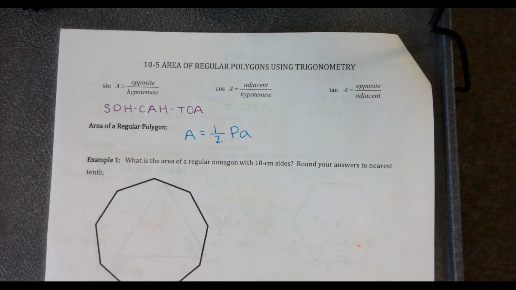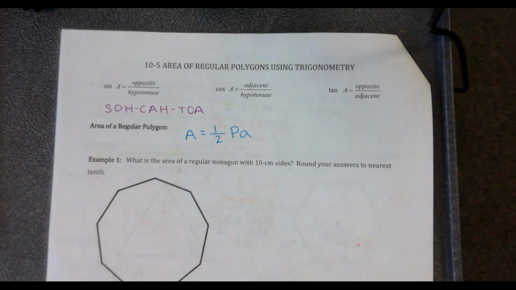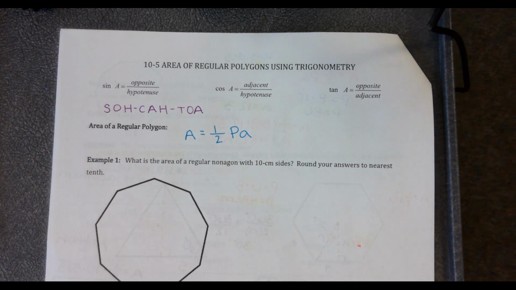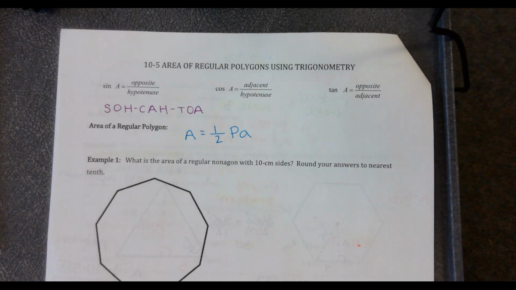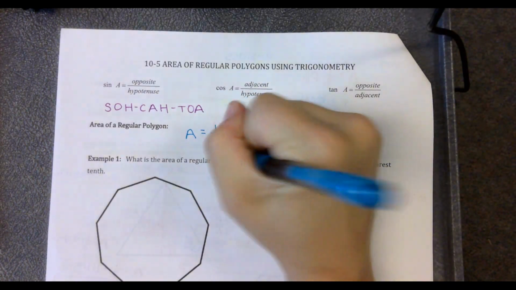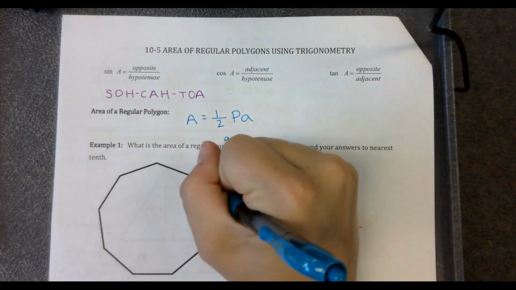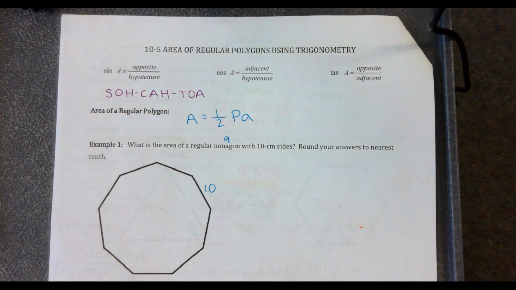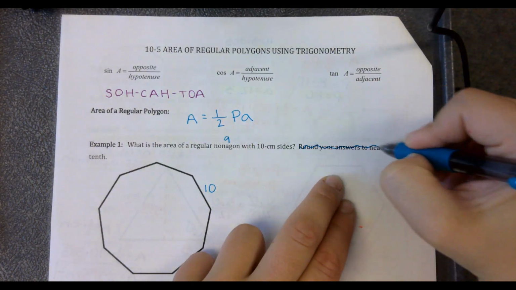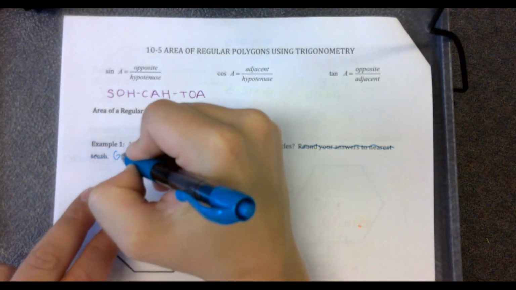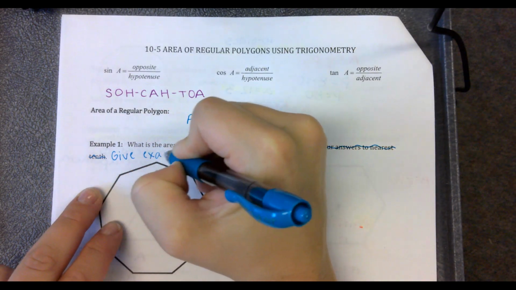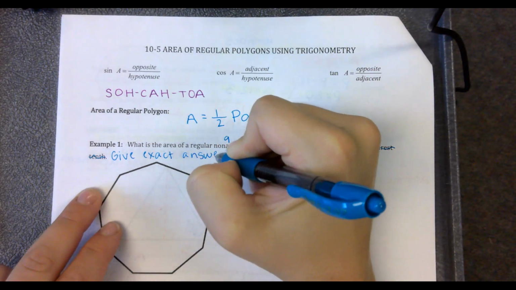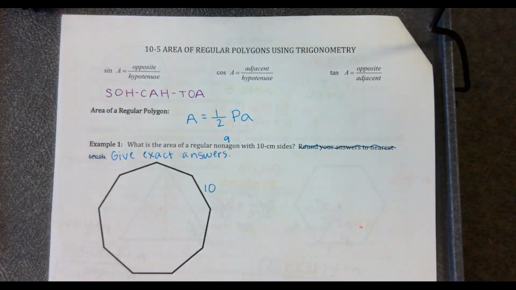So we're only going to do the first 2 examples here together. So in the first example, we have the area of a regular nonagon with 10 centimeter sides. Okay, so how many sides does a nonagon have? 9, right? So that's important. And then each side is 10 centimeters. So all of the sides are equal and they're 10. So as we work today, I did not mean to put this. So we're going to give exact answers. My apologies. Okay, we're going to give exact answers.